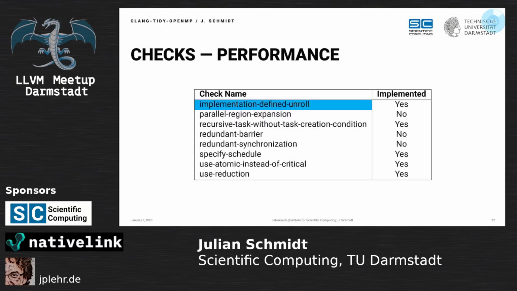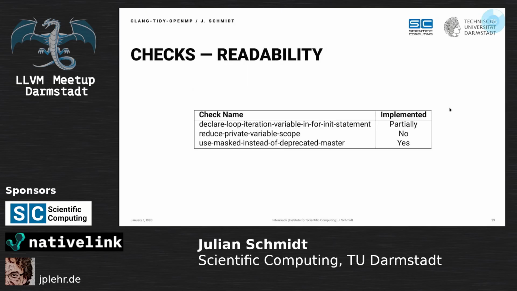Now for performance, I'm going to show you the implementation defined unroll check, which can also have implementation defined behavior on the unroll directive. And there are a few more that I haven't implemented and not going to show, but for some of these checks, I'll show you some diagnostics if they are implemented, just so you can see what that would look like. And finally, readability checks. There are just 3. It's the smallest category, and I'm not going to go into detail into one of these checks.